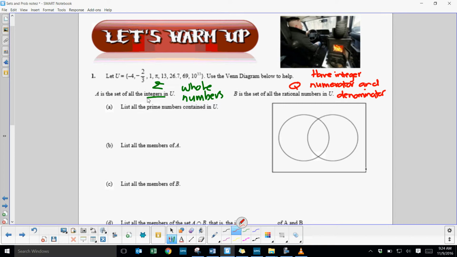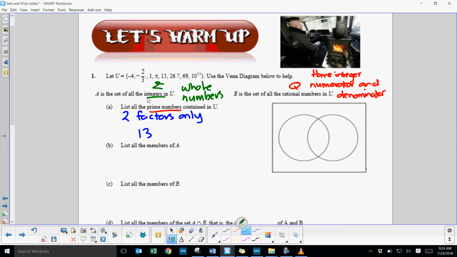First question, list all the prime numbers contained in U. So remember, prime numbers have only two factors. So two factors only, in case you want to take a note of what prime numbers are again. So -4, it's not prime. -2/3. 1 is not prime because it only has one factor. Pi. 13 is a prime number. And 26.7, 69, 10 to the power of 33, none of those are prime. So we only have one answer for question A, and it's 13, because there's only one prime number in the universal set U.